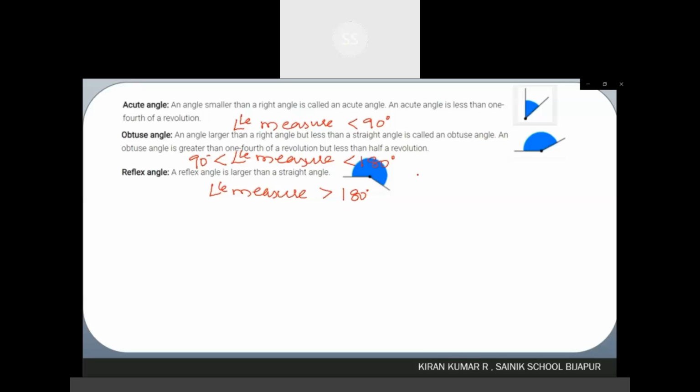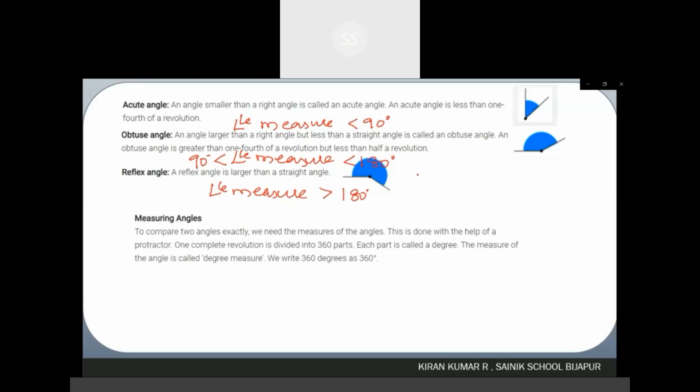Next concept is to measure these angles. To compare two angles exactly, we need to measure those angles. This is done with the help of a protractor. One complete revolution is divided into 360 parts, and each part is called a degree. Remember, each part in 360 parts is called a degree. The measure of an angle is called degree measure. We write 360 degrees symbolically as 360 with a small circle over it, and it is read as 360 degrees.